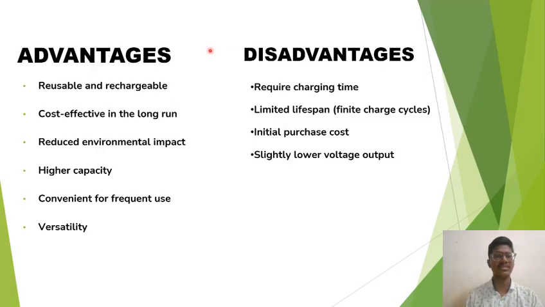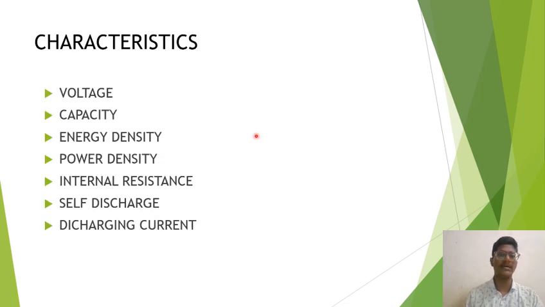When we discuss the advantages of secondary cell batteries, these are reusable and rechargeable. They are cost effective in the long run, have reduced environmental impact, higher capacity, are convenient for frequent use, and are versatile. When we discuss the disadvantages of a secondary cell battery, they require charging time, have limited lifespan, higher initial purchase cost, and slightly lower voltage output.